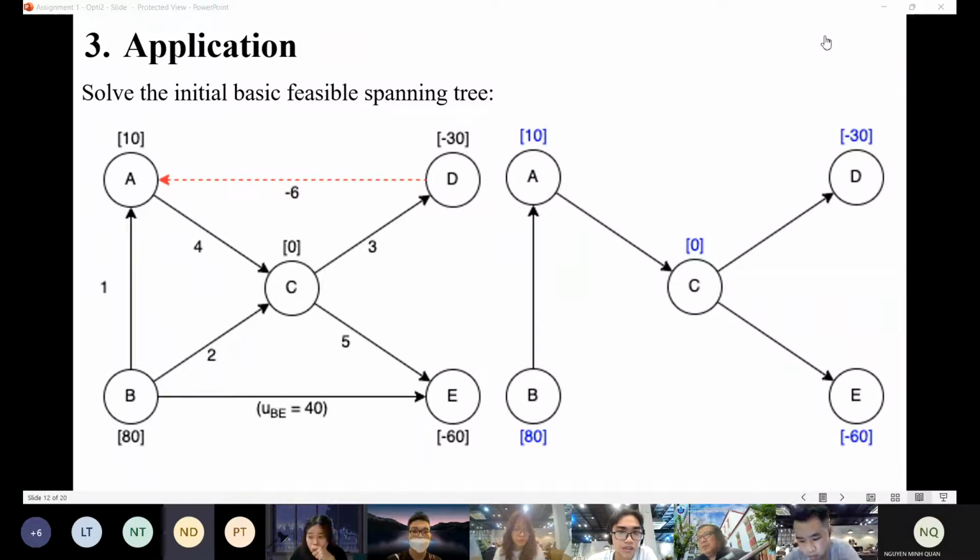When using the upper bound technique to solve the initial spanning tree in this problem, we let D to A be the reverse arc. It means that at the beginning we let AD be the leaving variable by letting it reach the upper bound U_AD equal 40. Then the network flow is in the figure on the left. I just asked you to give us the initial feasible tree solution. That's all.